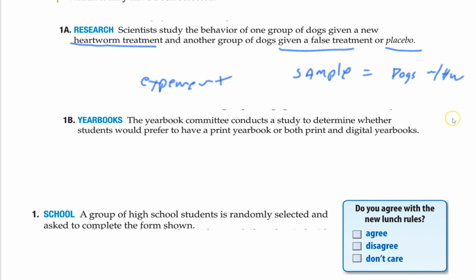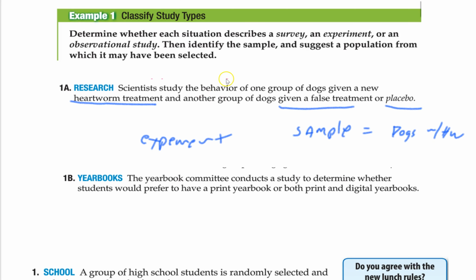The next one. The yearbook committee conducts a study to determine whether students would prefer to have a print yearbook or both print and digital yearbook. So this is a good way to do that. If we did an experiment, that'd be kind of weird. You're going to give half the student body a print yearbook and half the student body both of them. I'm not sure that would have us be happy. Observational study, you just give them both and look from afar. That could kind of work, but the best one's probably just a survey, right? Just ask the kids, hey, which one would you like, both, or just the print yearbook? So survey.